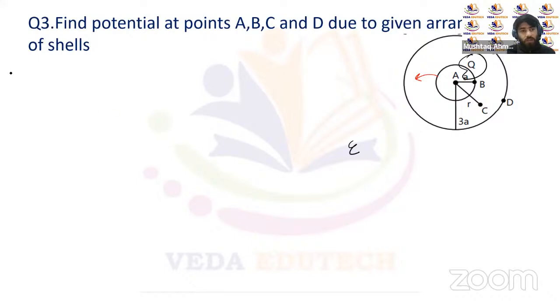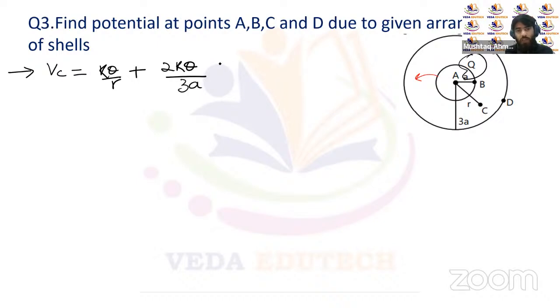So if we find the potential due to this charge distribution at A, B, C, and D, I will just find the potential at C and D. A and B you can do on your own. C is the point which is outside shell B and inside shell D, so the potential here will be KQ upon R, plus, for the 2Q charge, it will be an inside point, so 2KQ upon the radius of this bigger shell, that's 3A. So this will be the potential at point C.